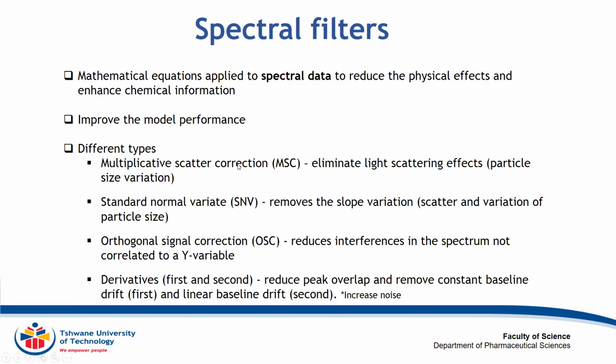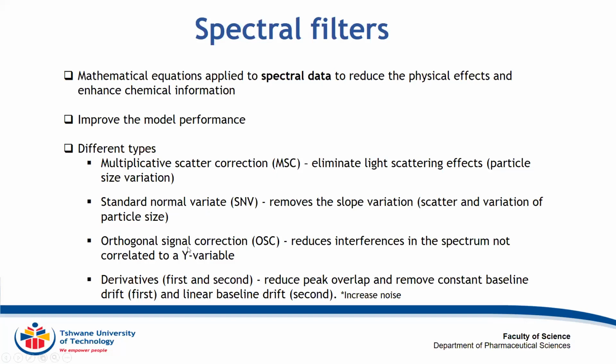So I've listed here the different types of spectral filters, where we have multiplicative scatter correction, which we denote as MSC, and then we also have standard normal variate, which is also denoted as SNV. The two eliminate light scattering, and usually they are used interchangeably because they yield more or less the same result, where the effects of particle size variation are eliminated. However, the mathematical equation that is applied for each of them is different, which brings about that small variation. And then we have orthogonal signal correction.